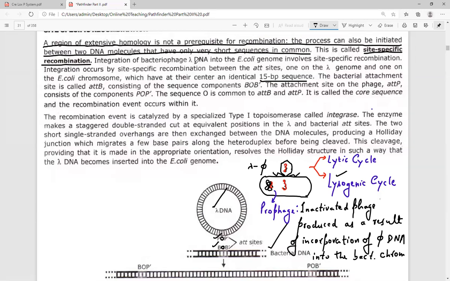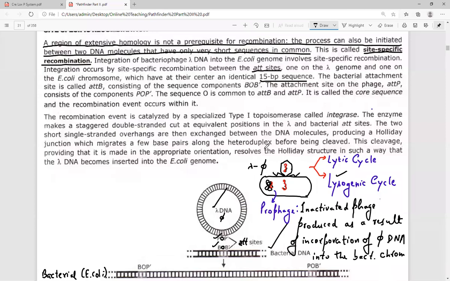Integration of bacterial phage DNA into the E. coli genome involves site-specific recombination. That is, it is going to take place at a particular site. The sites are referred to as the att site. Att site refers to attachment site. So there are two different att sites. One att site is present in the lambda phage, and another att site is present in the bacterial genome, that is E. coli.